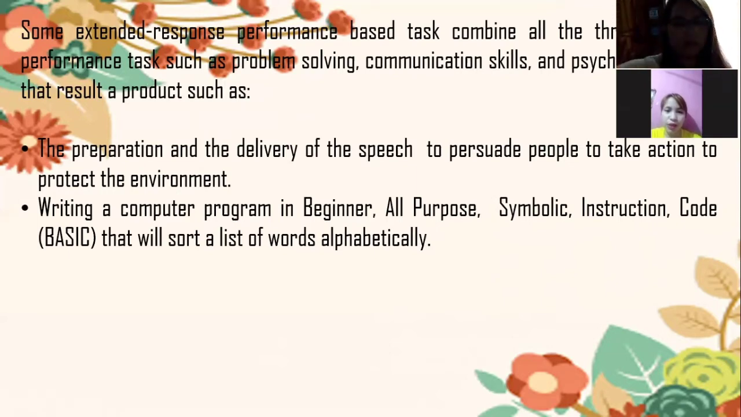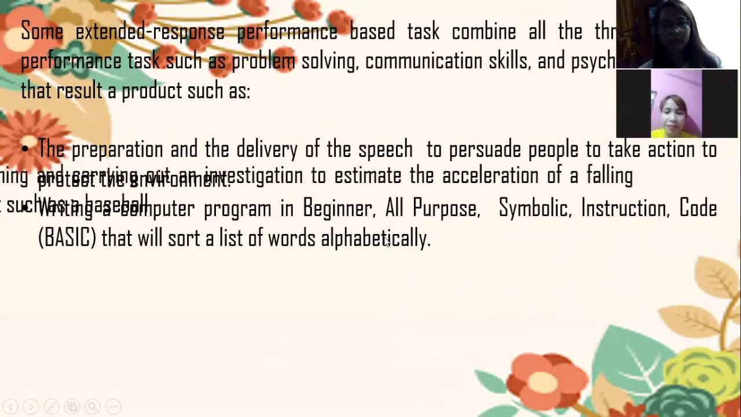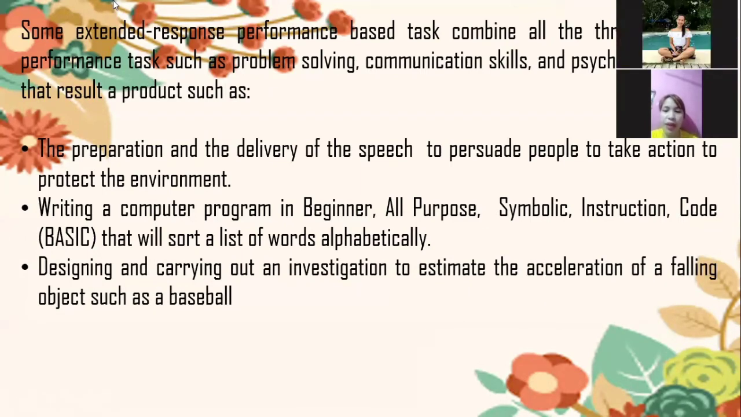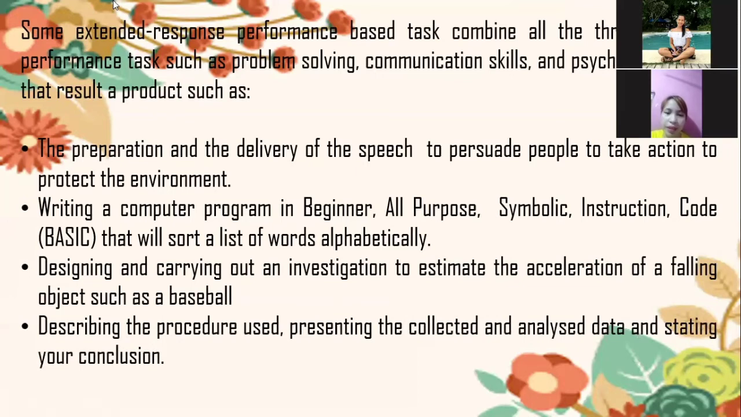Next, writing a computer program in Beginner's All-purpose Symbolic Instruction Code, BASIC, that will sort a list of words alphabetically. Then designing and carrying out an investigation to estimate the acceleration of a falling object such as a baseball. And the last one, describing the procedure used, presenting the collected and analyzed data, and stating your conclusion.